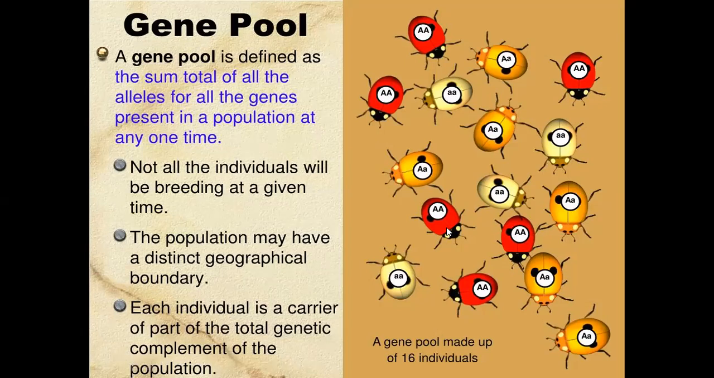So in this we had studied about gene pool. The total genetic information present in the Mendelian population is called the gene pool. So a particular geographical boundary is there, and each individual carries a part of the total genetic complement of the population.